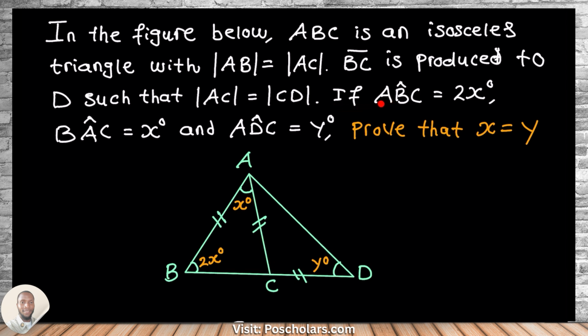If angle ABC equals 2x degrees, angle BAC equals x degrees. Take note, the letter in the center is always the focus. You can see this cap on the letter. BAC equals x degrees. A is the focus. Angle ADC equals y degrees. Prove that x equals y.